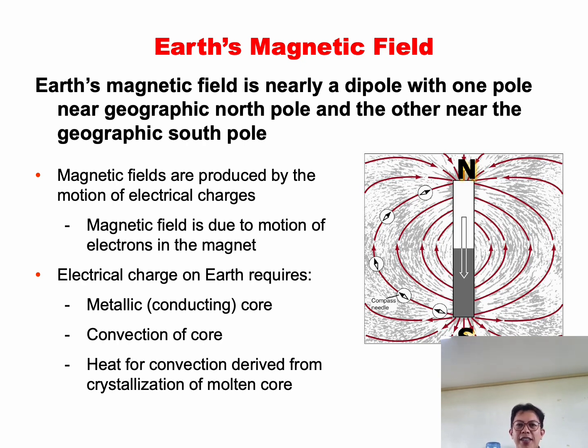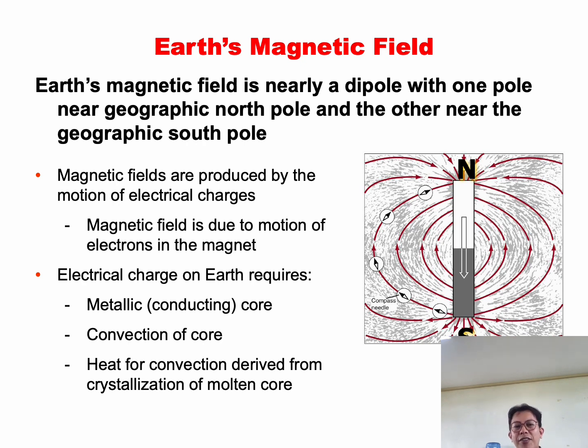So Earth's magnetic field is nearly a dipole. It has two, north and south, with one pole near the geographic north and the other near the geographic south pole. That is why we have the south and the north pole. The magnetic fields are produced by the motion of electrical charges. So therefore, the Earth contains charges and it continuously moves, and that creates magnetic fields, because without electrical charges, it is impossible to create or to generate magnetic fields.